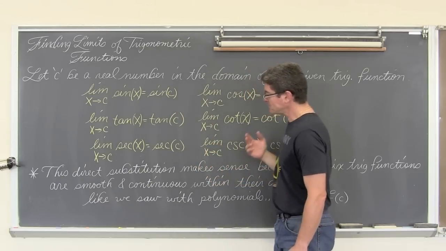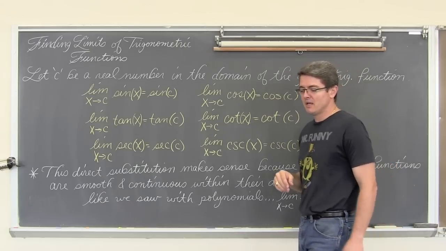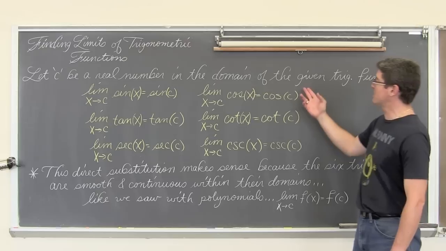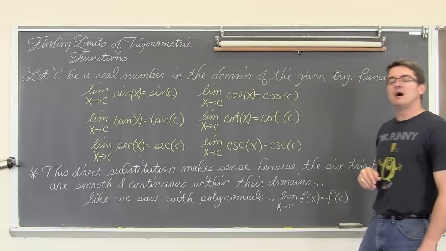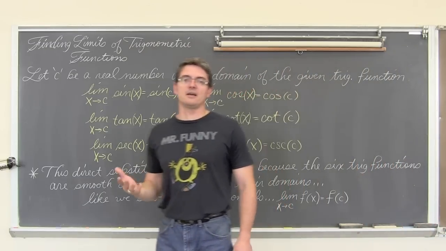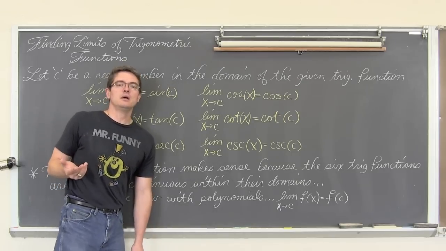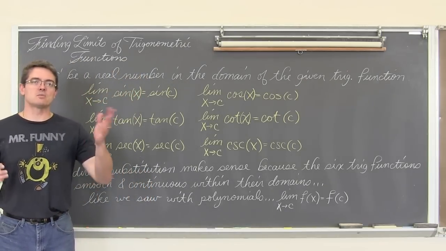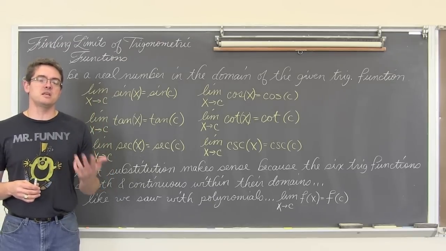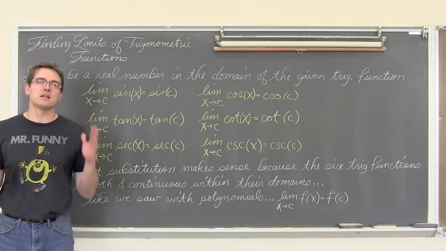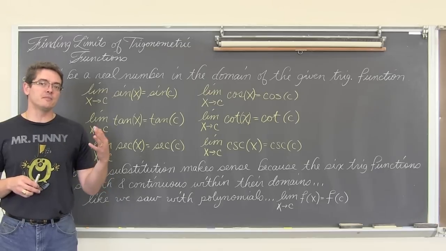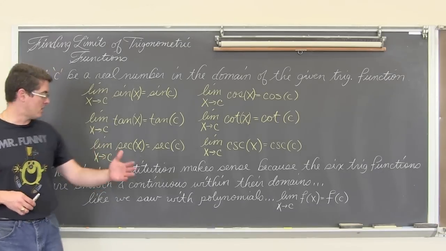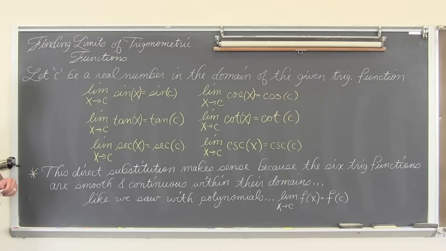The reason why you can do this is, and why it needs to say let c be a real number in the domain of the given trig function, like tangent is undefined at, what, pi over 2, and then plus or minus n pi. Of course, until you mess around with the period and everything. But tangent, secant, cotangent, they all have vertical asymptotes, and thus they all have values at which they're undefined. But within their domain, they are smooth and continuous curves.